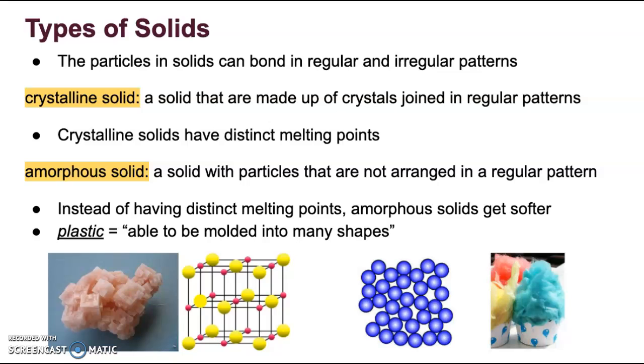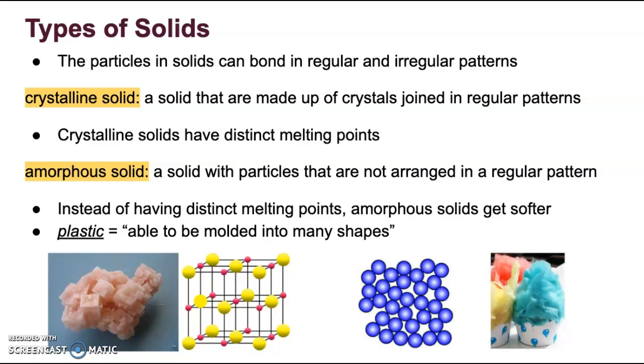One thing that makes a crystalline solid unique is that it has a distinct melting point. That means that it's going to melt at the same temperature no matter what. Think about ice as being a crystalline solid. Ice, or water, has a distinct melting point.